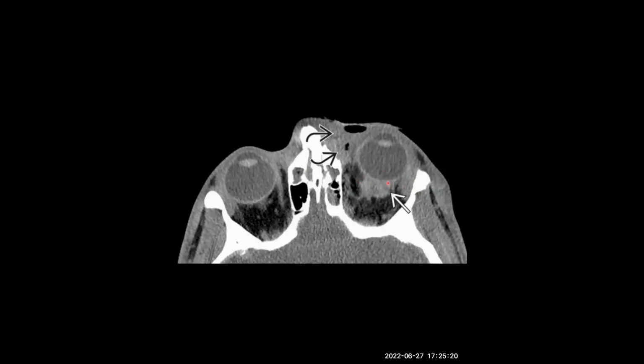Okay, here are examples: retrobulbar soft tissue mass. Here is the air, because there is also a nasal fracture, and there is air coming into the orbital soft tissue. And here it is. When you find a retrobulbar hematoma, search for the fracture, search for the air, search for a foreign body.